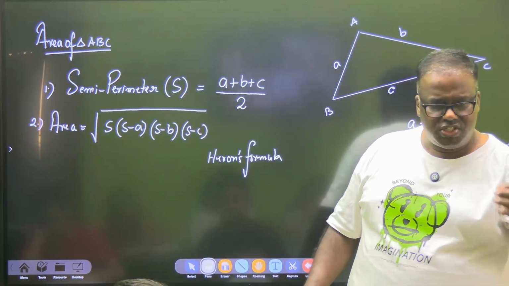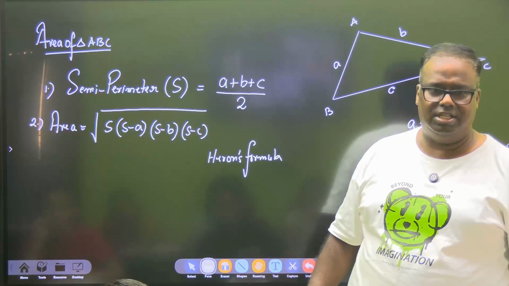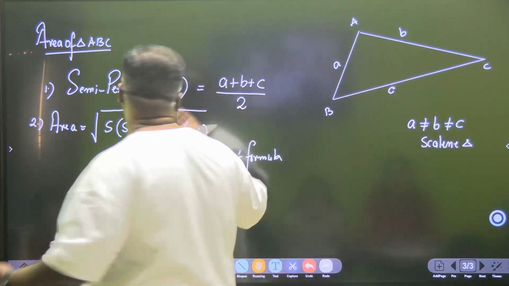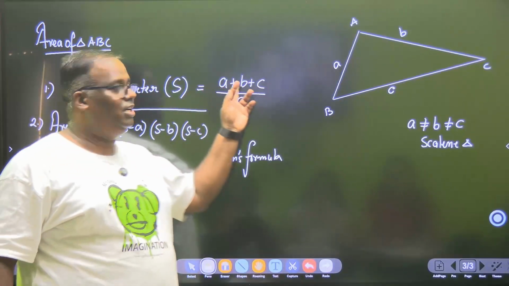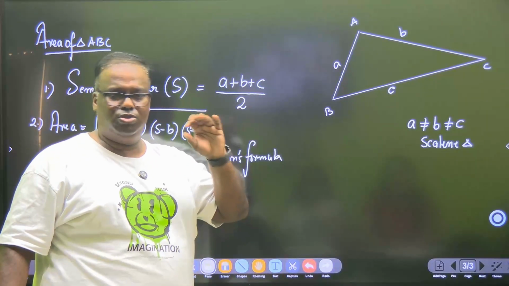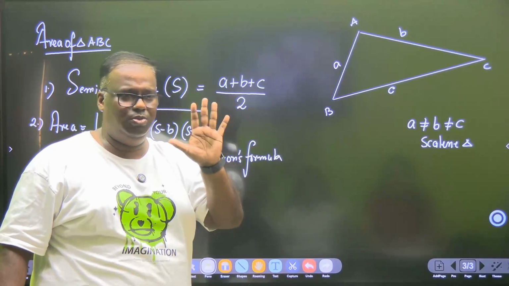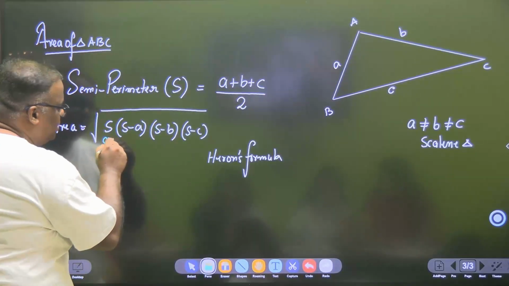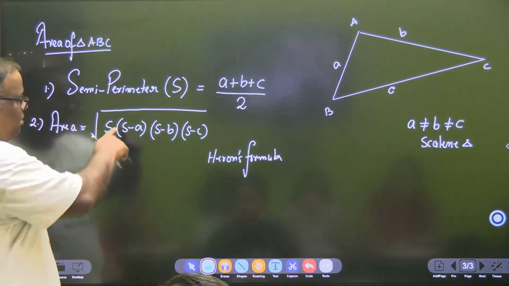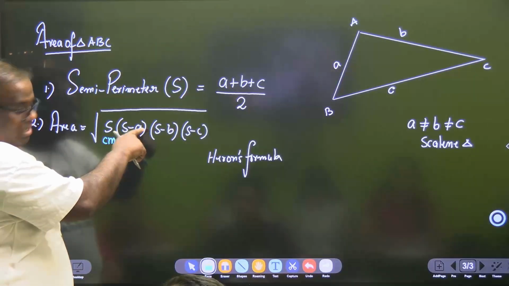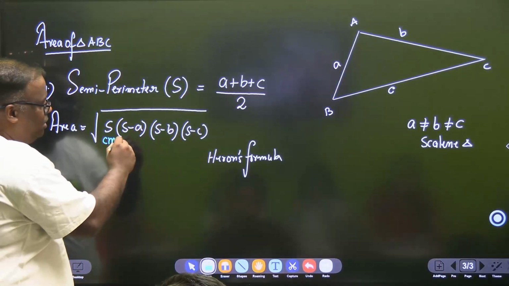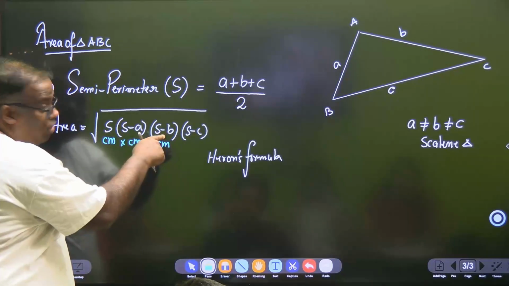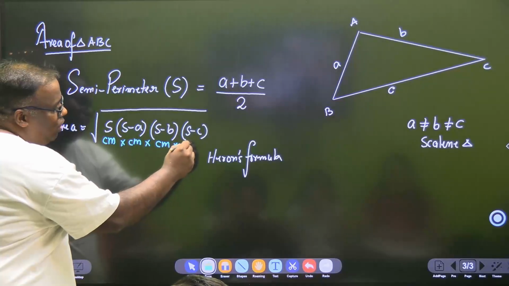Understood? Now let's check whether this formula is correct or not by a unit test. Unit test means not your school unit test. Perimeter is always a linear measurement. A centimeter added to a centimeter added to a centimeter divided by 2. So semi-perimeter should also be in centimeters. Centimeter minus the side is also a centimeter. This should also be a centimeter, and this should also be a centimeter.